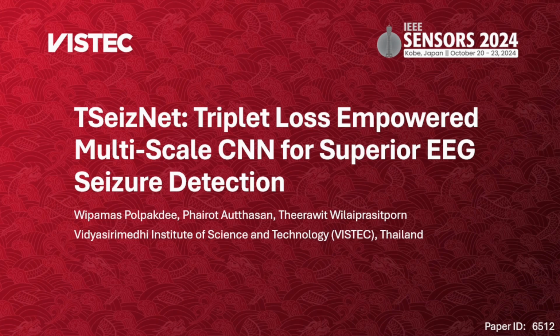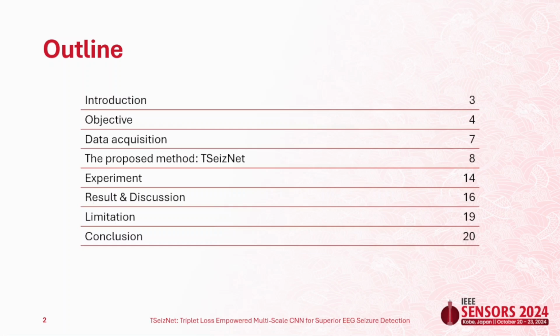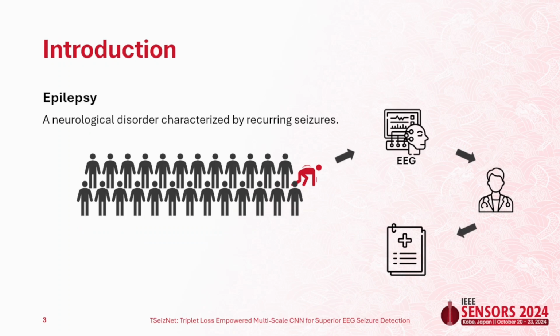Today, I would like to present a topic about TSeizNet, triplet loss empower multiscale CNN for superior EEG seizure detection. Today, we will begin with the introduction about epilepsy and the objectives of this study. And then I will go into detail about data acquisition and the proposed method, TSeizNet, and then the experiment before we discuss the results, limitation, and conclude this study. Let us begin.